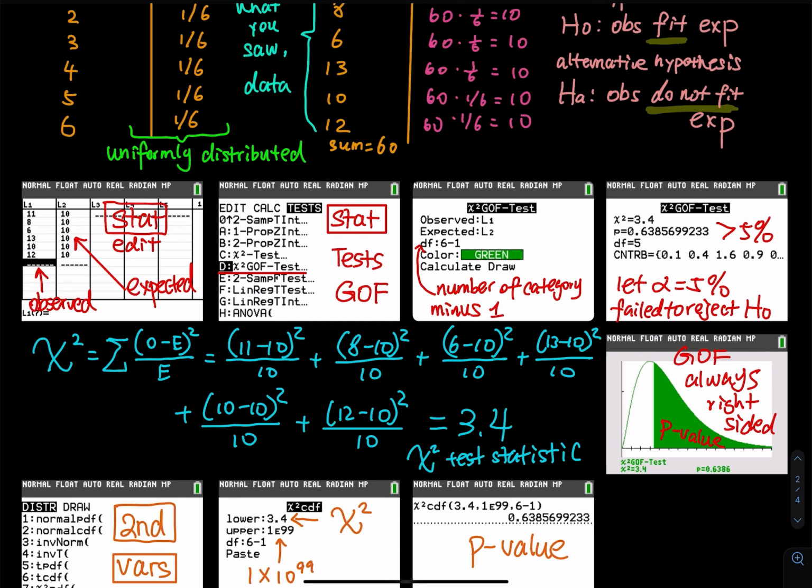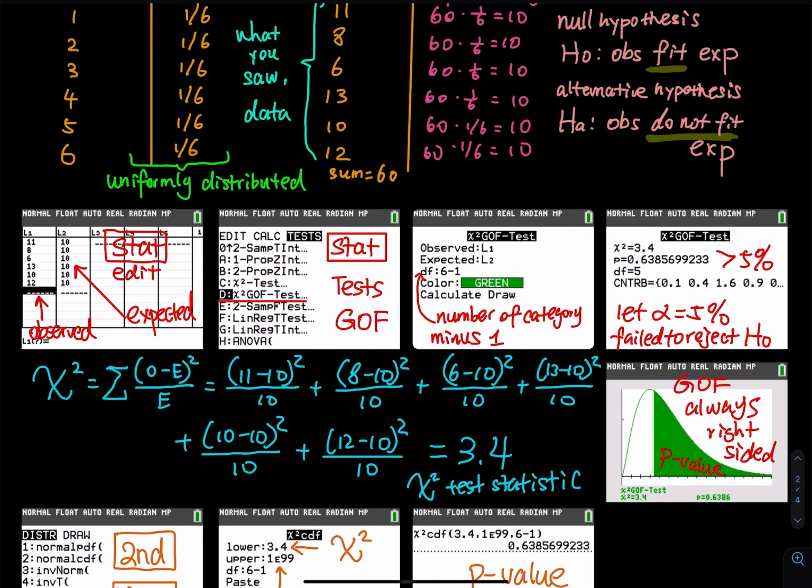And then how do they get the 3.4? So back to the z-test and the t-test, all you have to do is you plug in numbers, right? But in a chi-square goodness of fit, the plug-in is a little bit more complicated. So let's take a look. We have a chi-square, and then the sum of observed minus expected squared divided by expected.